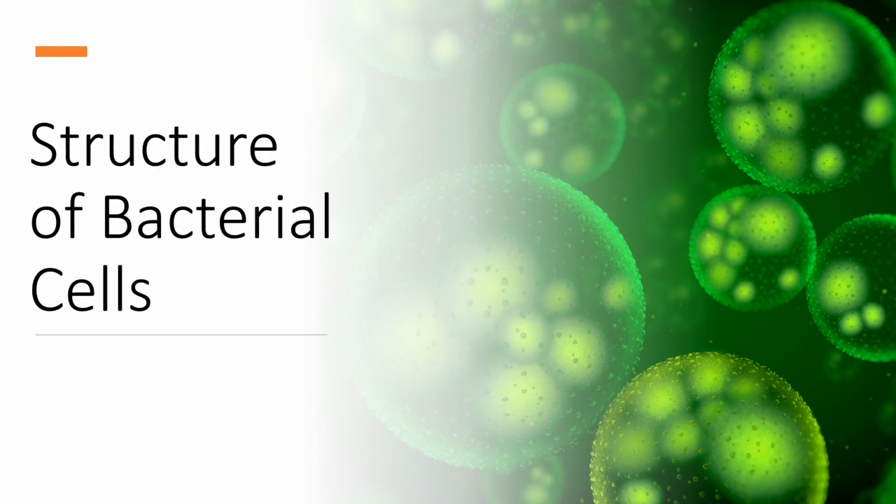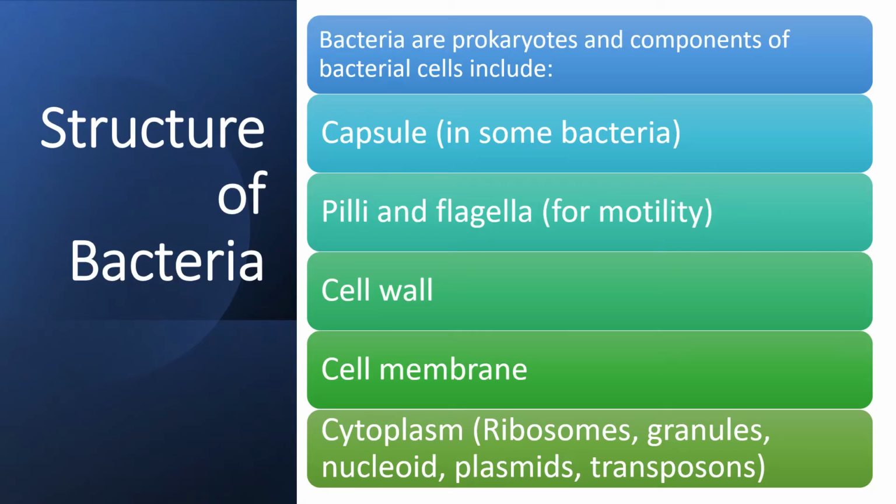Hello, the topic for today's microbiology class is Structure of Bacterial Cells. Bacteria are examples of prokaryotes, and the components of bacterial cells include the capsule, which is present in the outermost part of some bacteria, pili and flagella, which are also present outside the cell wall, cell membrane, and cytoplasm that contains ribosomes, nucleoid, granules, plasmids, and transposons.